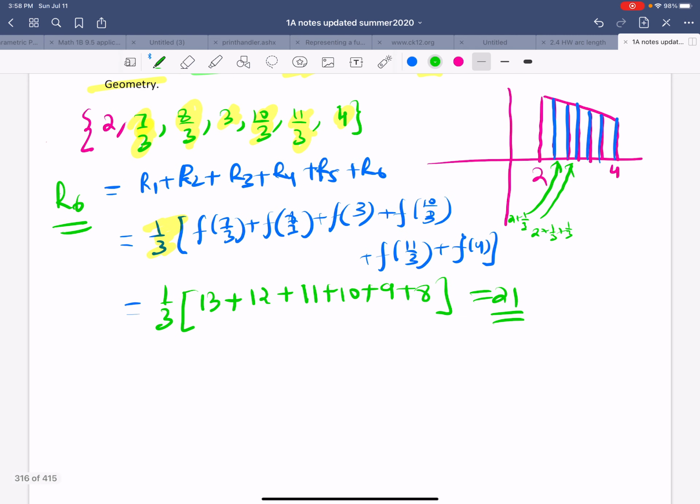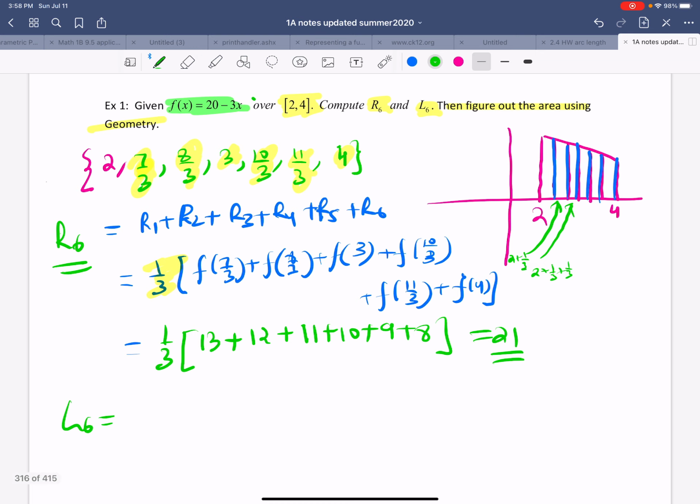Now, what if we want to find out L6? For the L6, we have talked about earlier that we would be only using the left-handed heights. So I'm going to be using this height, this height, this height, this height, this height, this height, and I will not be using the height at point 4. So for the L6, it's going to be L1 plus L2, the area of each rectangle that we have divided our region into, and I'll add all those areas.